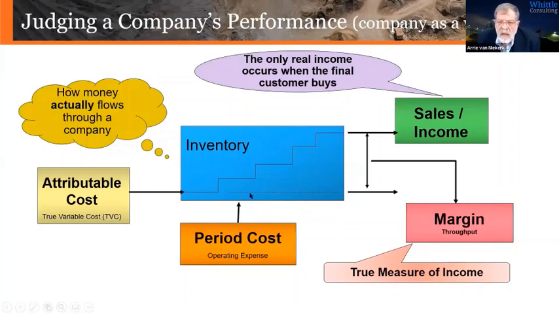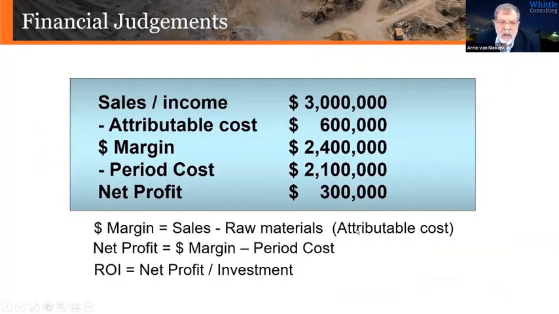And then the financial throughput, or the margin, is the difference between the sales price and the truly attributable or truly variable cost. And that gives us the margin. And this is the true measure of income. And if this margin is more than the period cost or the operating expense, the company actually makes money. And this is what it will typically look like. Very simple, very straightforward, but with phenomenal leverage, and I'll demonstrate that just now.